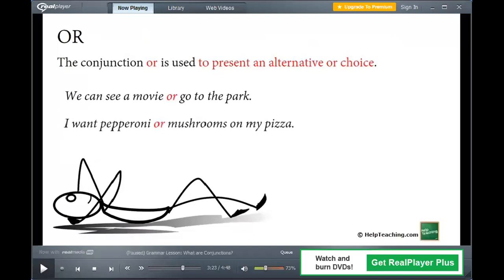And the second example is, I want pepperoni or mushrooms on my pizza. It's one of these, you want one of these on your pizza. It's either pepperoni or mushrooms. This is showing alternative or choice, one of the two.